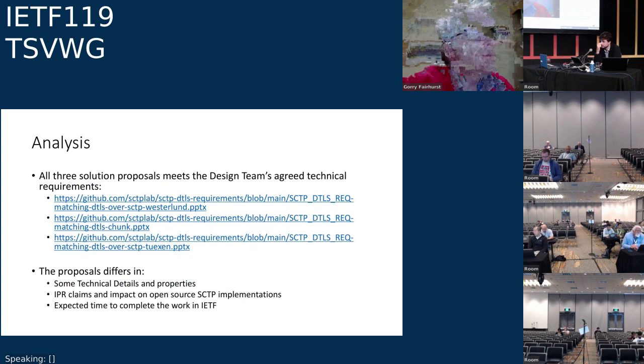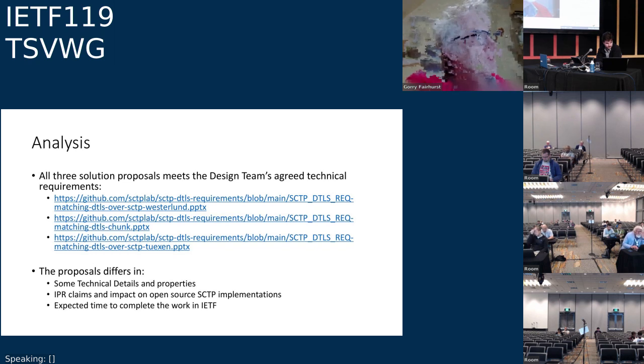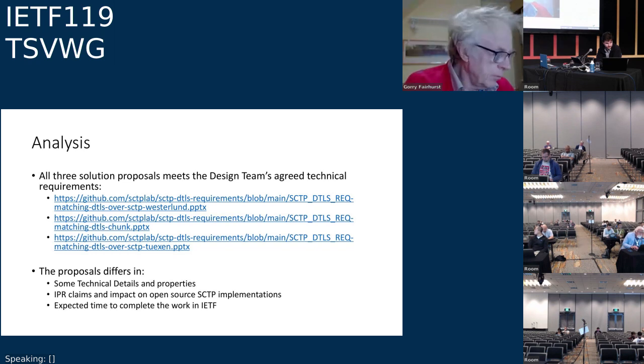So the analysis which the design team agreed on is that all of the three solution proposals meet the design team's agreed technical requirements. The proposals differ in some technical details and properties. We will look more at them later. There's difference in what IPR claims exist and their impact, for example, on the potential to do open source STP implementations. And the expected timeframes to complete the work here in IETF. So, we'll go through each of these now. So next slide.